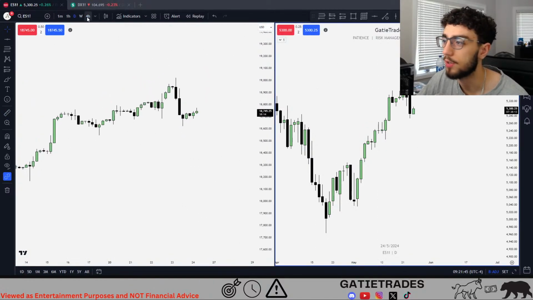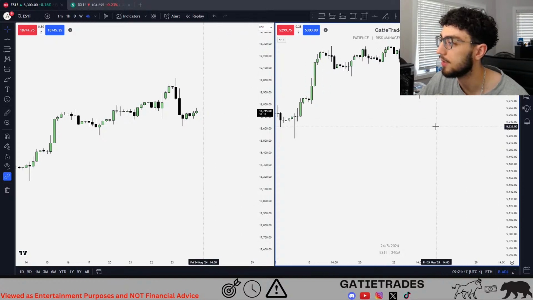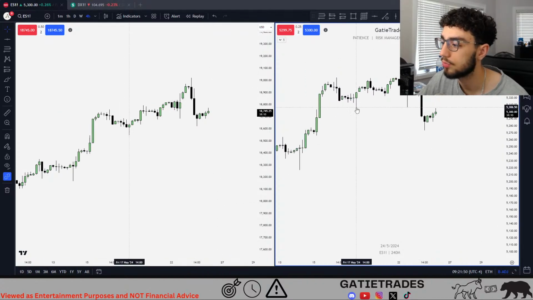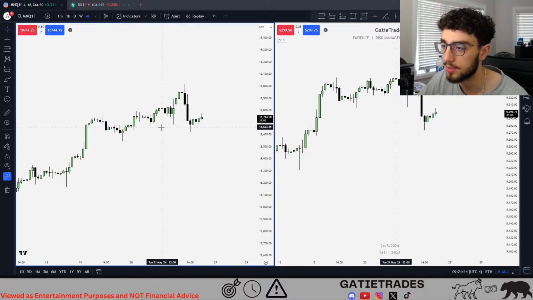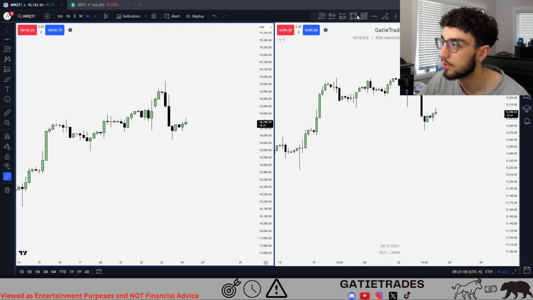But I do think there's a 4 hour SMT if I'm not mistaken. Right here. But no, I'm still bearish. I don't really care about this SMT. We're looking for shorts. We are currently inside the 4 hour bearish fair value gap.